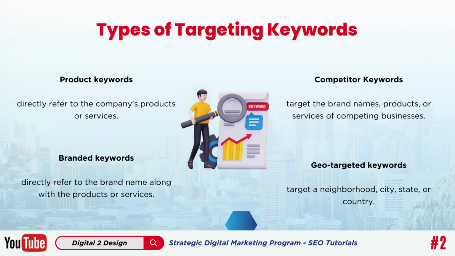Geo-targeted keywords are used when targeting a specific location. For example, customized Puma shoes in Chennai or customized Puma shoes in Mumbai targets a city, resulting in lower search volume and competition. When using geo-targeted keywords, you need to decide if you'll use short-tail, mid-tail, or long-tail keywords. Long-tail keywords are more accurate and make shortlisting easier. I hope you understand keyword types and targeting keywords in this session.